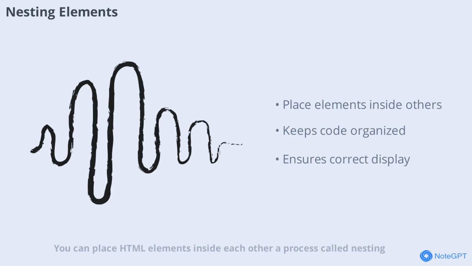You can place HTML elements inside each other, a process called nesting. For example, an ol list contains li items, and a div can wrap multiple paragraphs. Proper nesting keeps your code organized and ensures browsers display your content correctly.